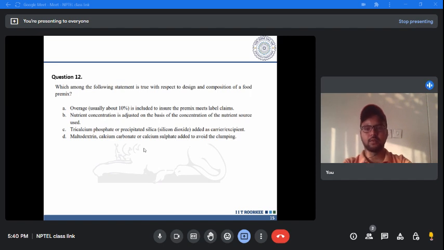And question 12: which among the following statements is true with respect to the design and composition of a food premix? Option A: an overage of about 10% is included to ensure the premix meets the label claim. B: the nutrient concentration is adjusted on the basis of the concentration of the nutrient source used. C: tricalcium phosphate or precalcinated silica is added as a carrier or excipient. And D: maltodextrin, calcium carbonate or calcium sulfate is added to avoid clumping. Please write your answer in the comment box.